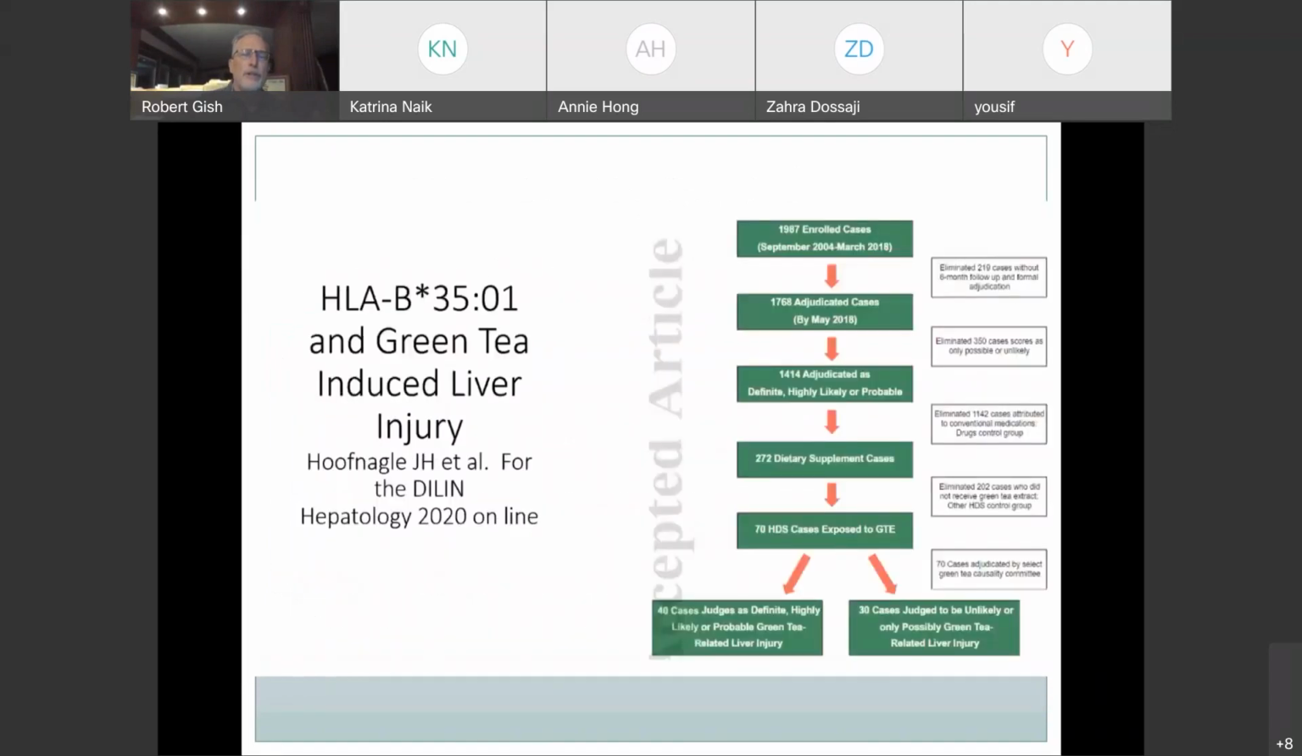And I'm going to move this to herbal for just a moment, since we're still sitting in that genetic world just a little bit. Here's green tea-induced liver injury, just published with this HLA-B*35:01. They went through a pretty interesting algorithm here, but they started with almost 2,000 cases of potential and found 70 cases exposed to green tea. And only 40 out of the 70, for about half, were judged through this Delphi method as being definite or highly likely or probable associated with green tea-induced liver injury.